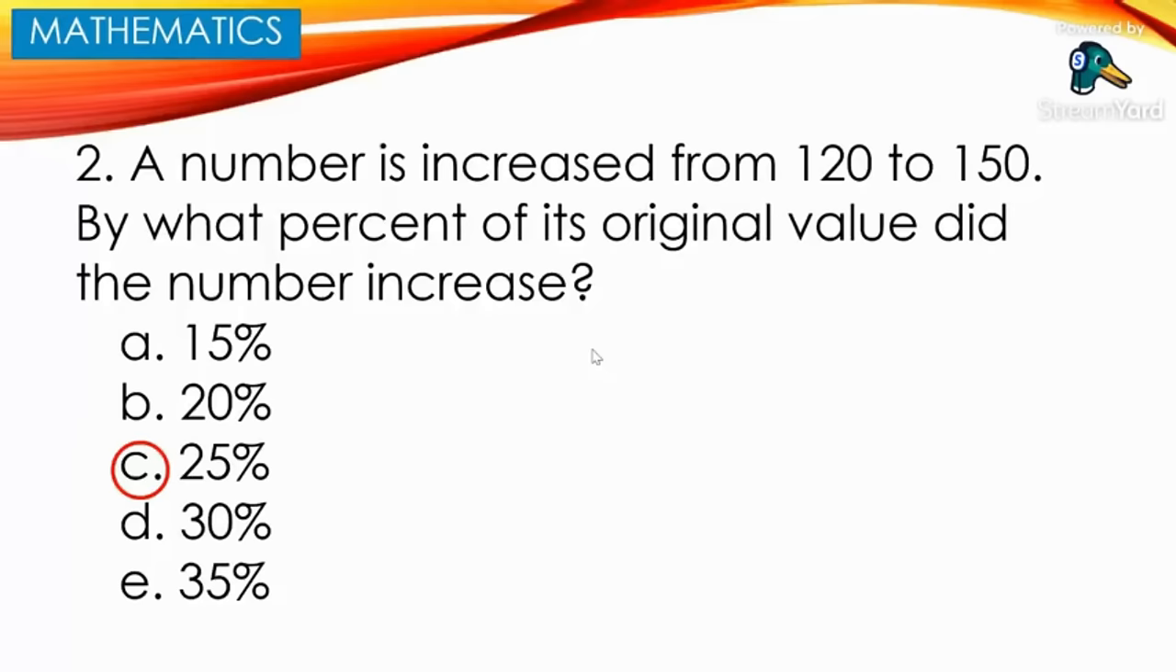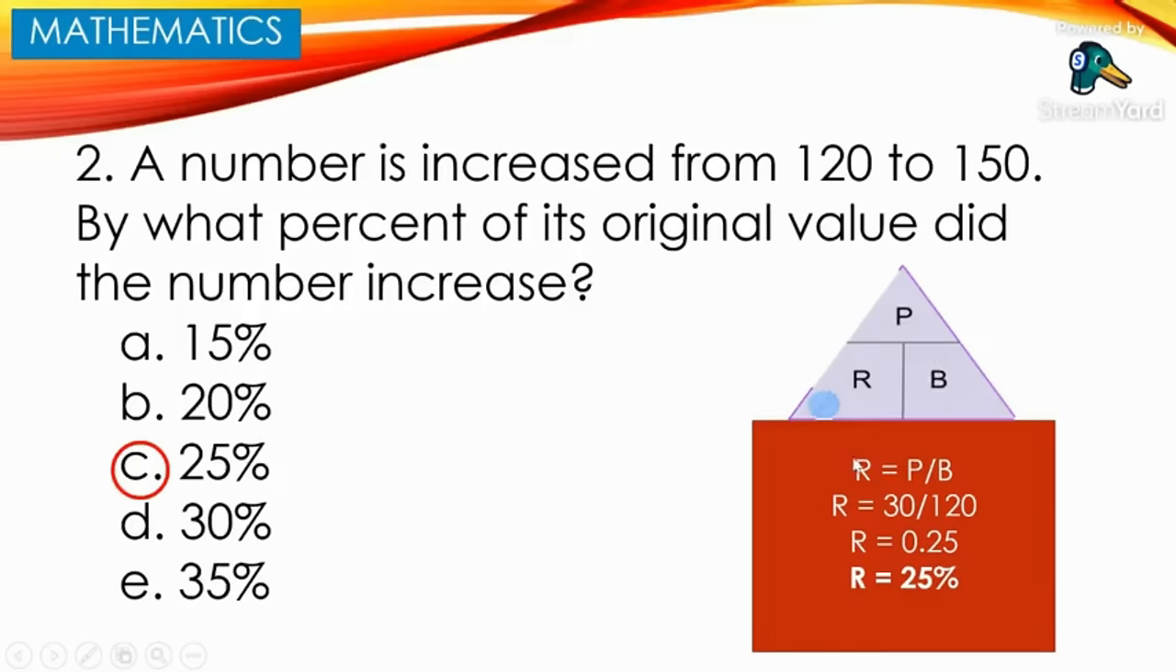Still PRB tayo. We're asked of the rate, which is equal to P divided by B, or the percentage divided by the base. The percentage is not 120 and the base is not 150, because it is asked what percent of its original value. So our original value is 120, so this is our base. And the amount of increase from 120 to 150 is only 30. So our percentage is 30 divided by 120. So R is equal to 0.25, or in percentage, that is 25%. So that is letter C.